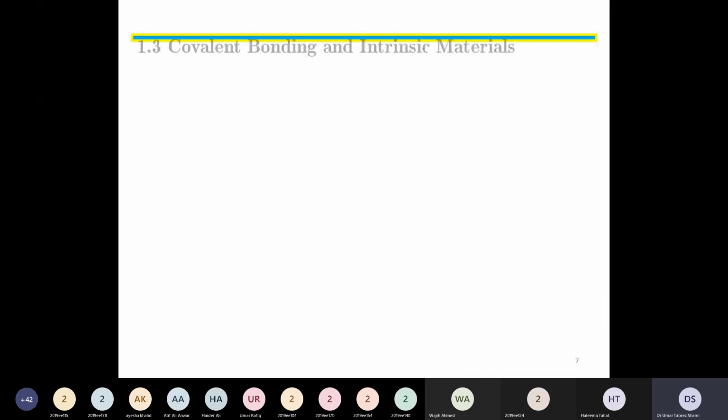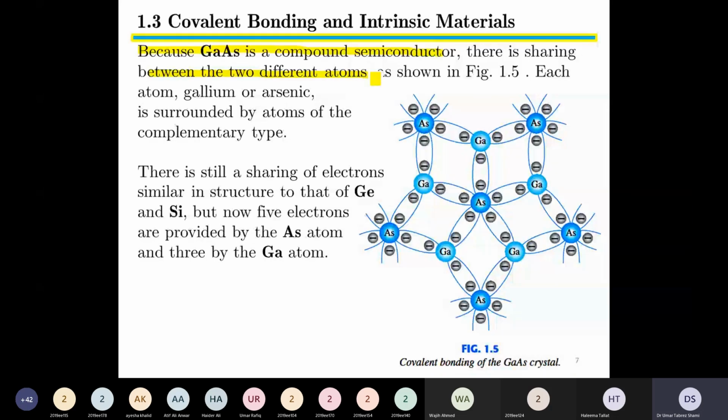Now we see the case for gallium arsenide, and since gallium arsenide is a compound semiconductor, there is sharing between two different atoms, meaning two different elements, as shown in figure 1.5. Each atom, gallium or arsenic, is surrounded by atoms of complementary type. In this compound, we only find two elements: one is gallium and the second is arsenic. We will not find two galliums interacting with each other unless there is one arsenic in between.